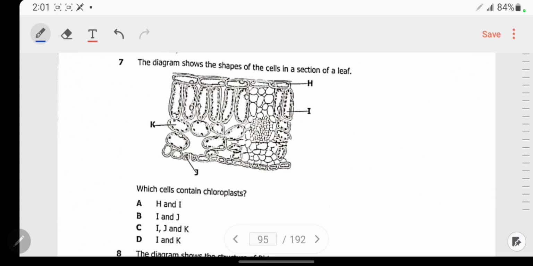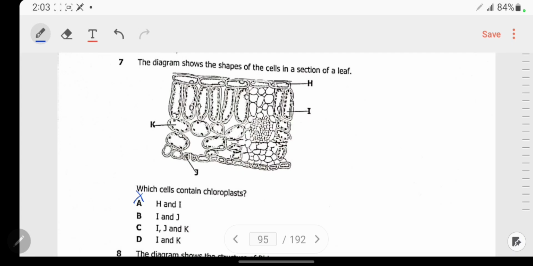H, which is the upper epidermis, has no chloroplast there. So H is not an option. So this one is not an option, A is not an option. Let's look at our B, I and J. J is our guard cells, there is chloroplast there. I, J, and K. So the best answer here should be C.